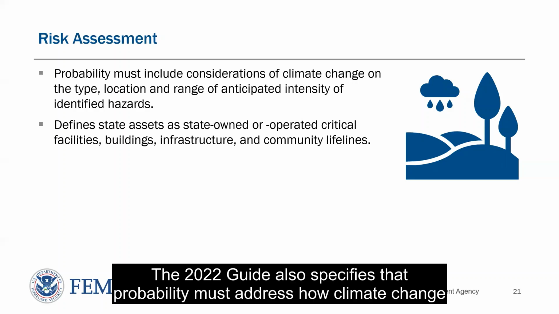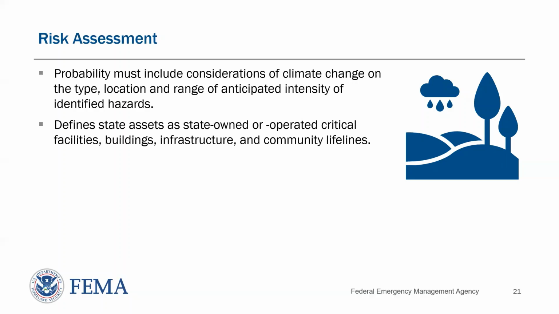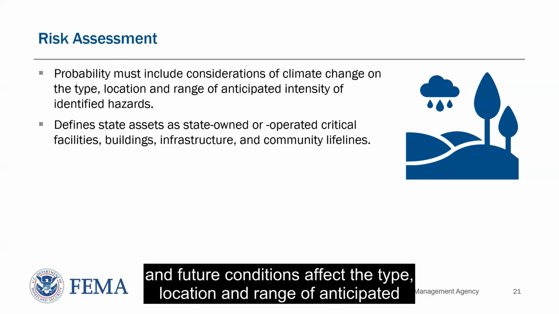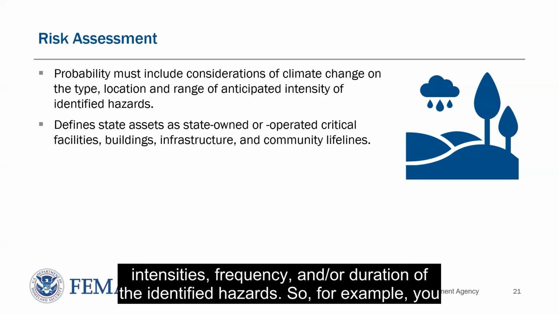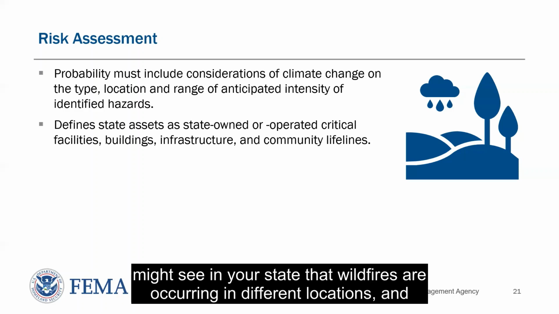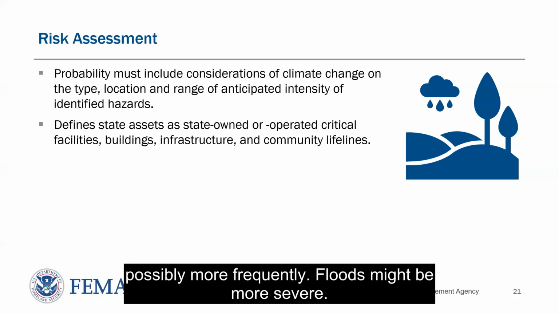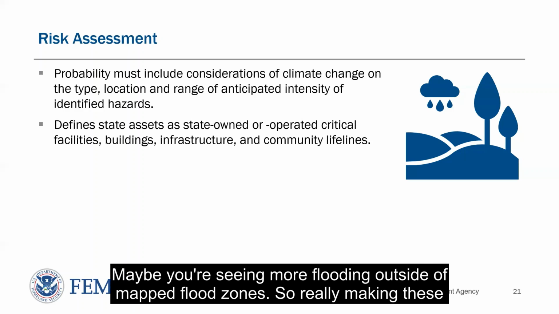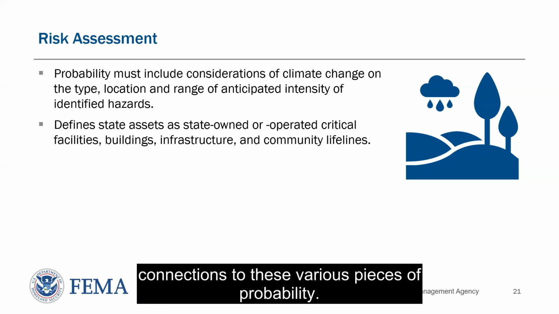The 2022 guide also specifies that probability must address how climate change and future conditions affect the type, location, range of anticipated intensities, frequency, and/or duration of the identified hazards. So, for example, you might see in your state that wildfires are occurring in different locations and possibly more frequently. Floods might be more severe. Maybe you're seeing more flooding outside of mapped flood zones. So really making these connections to these various pieces of probability.